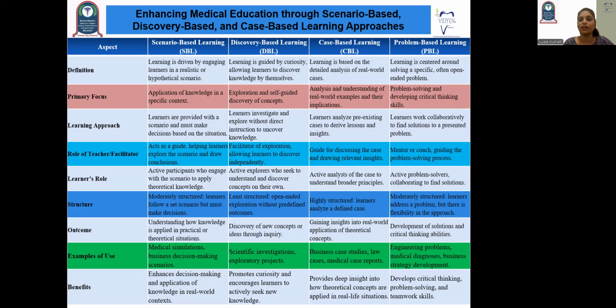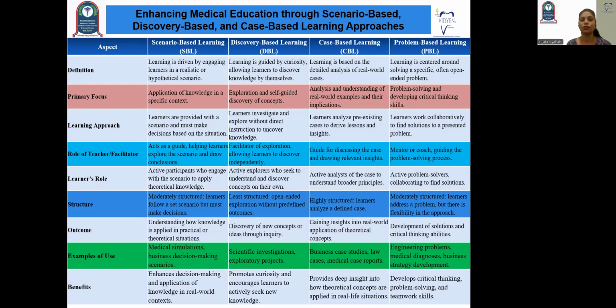In case-based learning, the focus is the analysis and understanding of real world examples and their implications. In problem-based learning, it is problem solving and developing critical thinking skills. In scenario-based learning, the learners are provided with a scenario and must make decisions based on the situation. In discovery-based learning, the learners investigate and explore without direct instruction to uncover the knowledge. In case-based learning, the learners analyze pre-existing cases to derive lessons and insights. In problem-based learning, learners work collaboratively to find solutions to the presented problem.